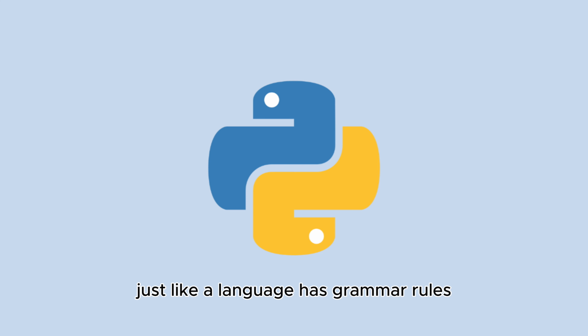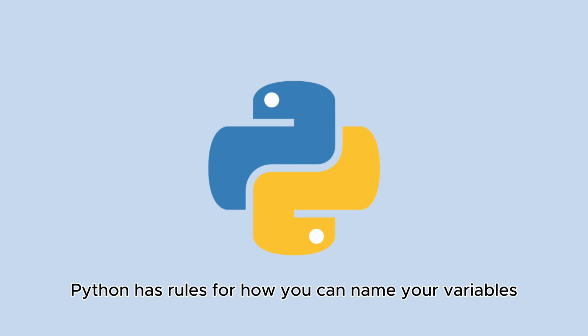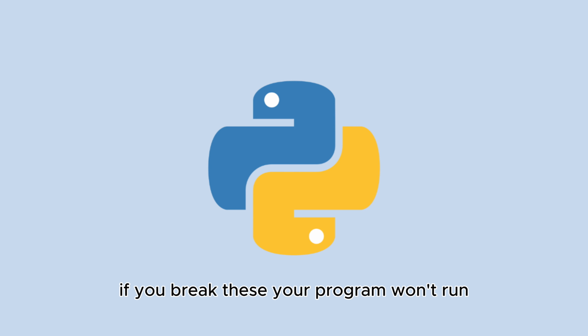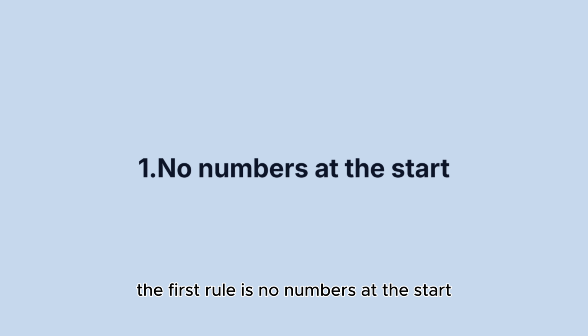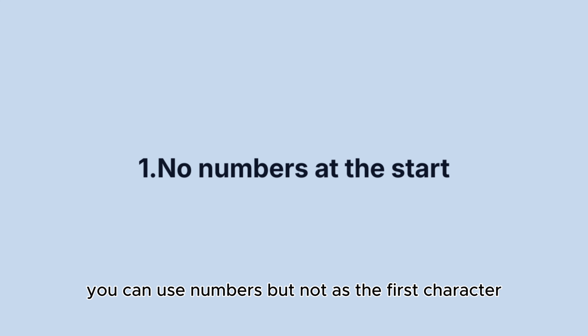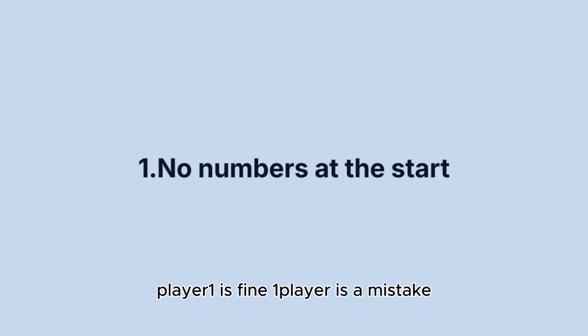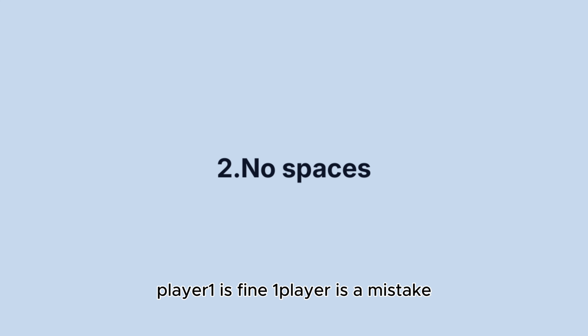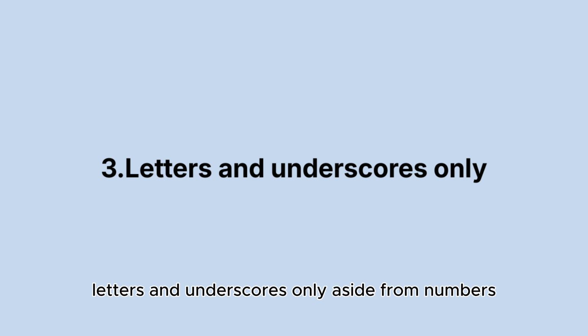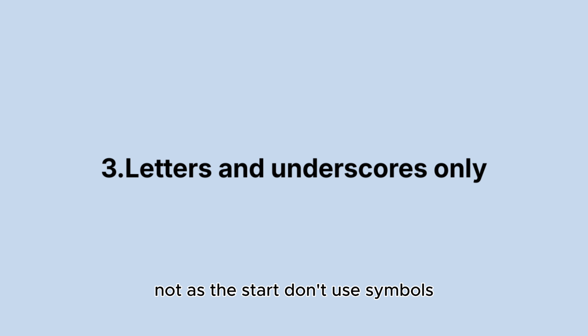Just like a language has grammar rules, Python has rules for how you can name your variables. If you break these, your program won't run. The first rule is no numbers at the start. You can use numbers, but not as the first character. player1 is fine, 1player is a mistake. Second rule, no spaces. Use underscores instead. Third rule, letters, numbers, and underscores only. Aside from numbers, not at the start. Don't use symbols.